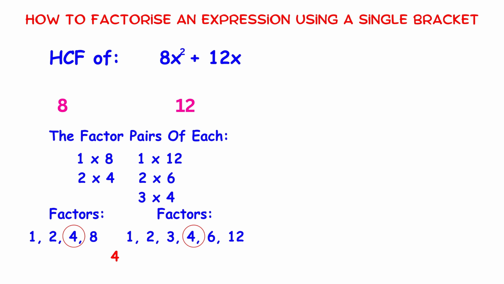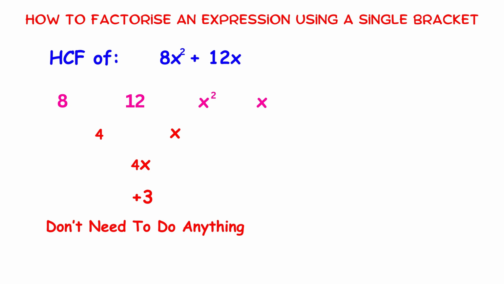of 8 and 12. Next, you need to look at the letters and see if there are any common factors in those. This question only has x's in, and we can see that the first term has an x squared, which means x times x, and the second term just has a single x, so 1 times x. This means that the biggest number of x's that they both have in common is just a single x, so the highest common factor here is just x. So at this point, we found that both the 8x squared term and the 12x term of our expression have a factor of 4 in common and a factor of x in common. So putting these together, we can see that the overall common factor must be 4x.